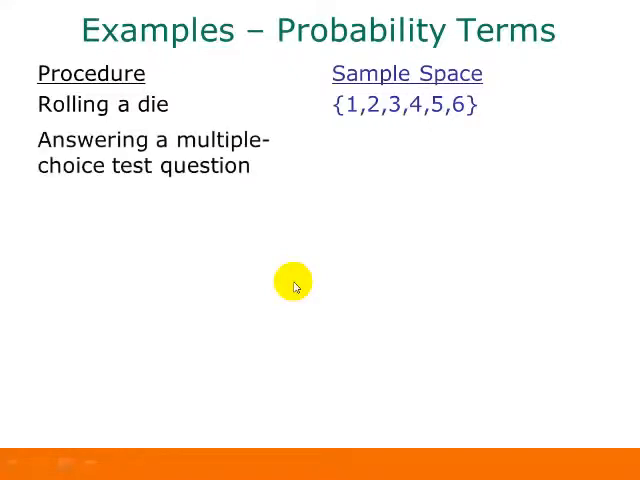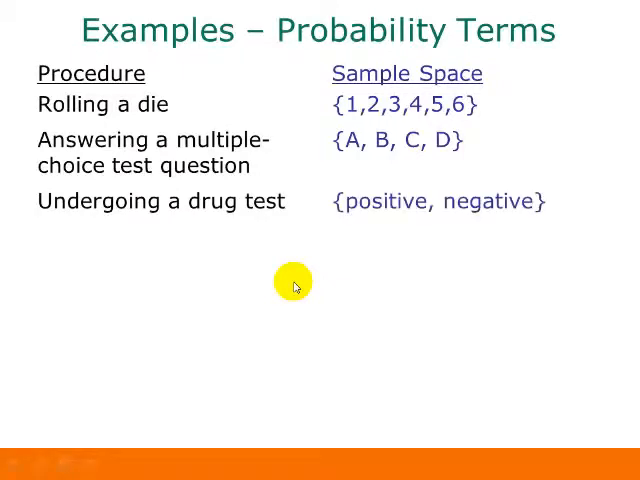Another procedure would be answering a multiple choice test question. To find the sample space for that procedure, we'd think about the different possible answers for the question. So these would be something like A, B, C, and D. Another procedure would be undergoing a drug test. The possible outcomes would be either that it's positive or it's negative. So that would be our sample space.